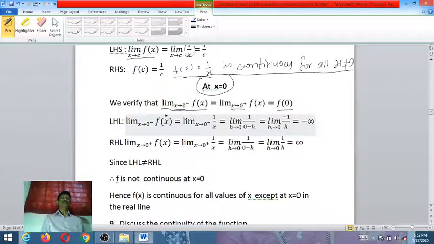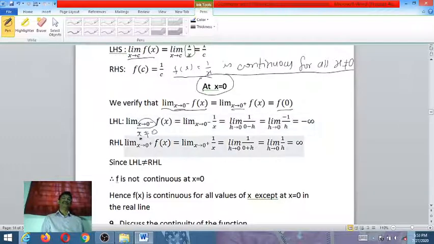Now simply look, let us take the limit of f of x as x tends to 0 minus. What do we mean by x tends to 0 minus? It means that x is not equal to 0, but the values of x are very near to 0, and they are less than 0. So in the place of x, you write 1 by x, x tends to 0 minus. By the definition of the left hand limit, wherever x is there, you replace it by 0 minus h and make h tend to 0.